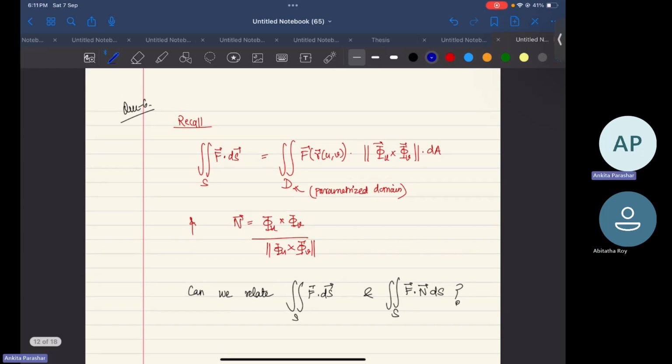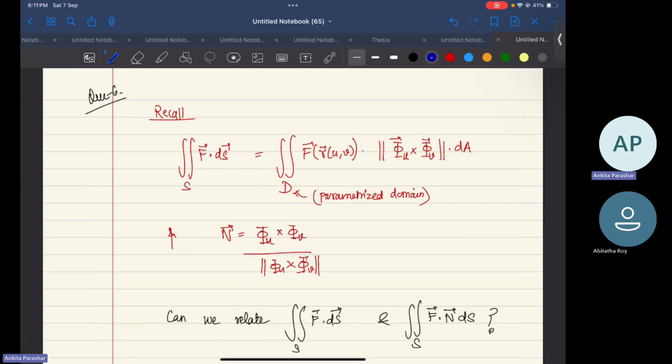Question 6. This is the same notation I think I am trying to write. Here I want to write 5. We parameterize the surface by u, v, and this equality we know, right? ds would change to the norm of the cross product times the area over the parameterized domain. This we have been doing, right?